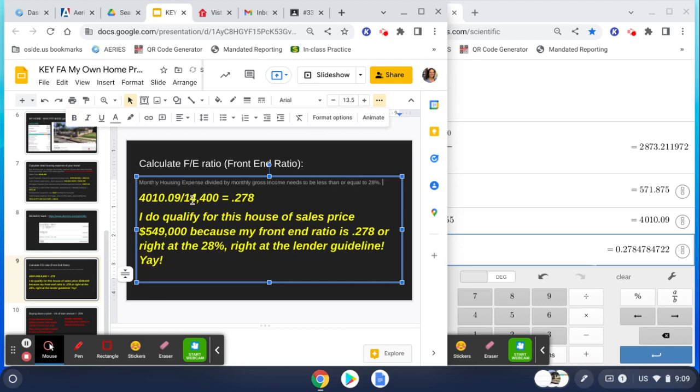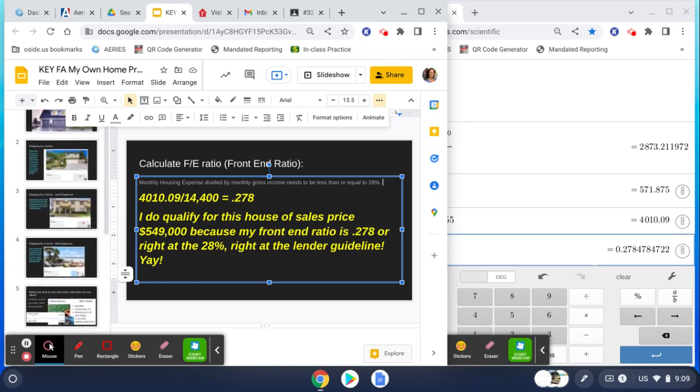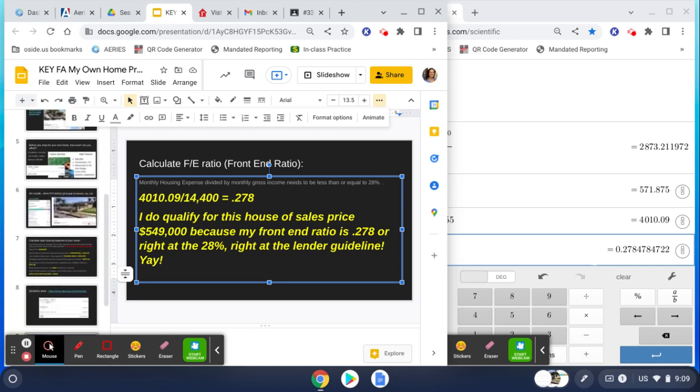Okay, so this last slide is your front end ratio and just stating what it is and stating that you understand that you do qualify or you don't. Now, if you get to the end of this all the way and you don't qualify for it, you need to go back and find a cheaper house. If you turn in a project where the price of your house is over your budget, then you're going to lose some points. So try to find a house in your budget.